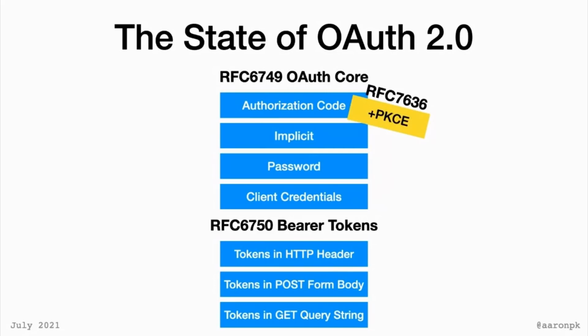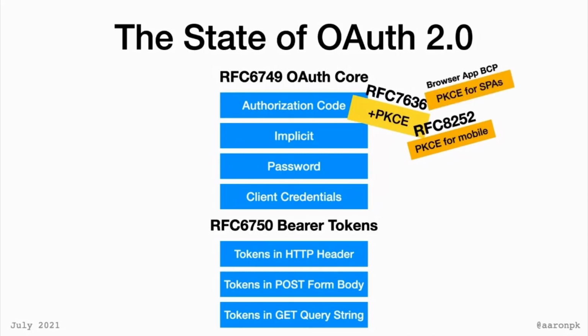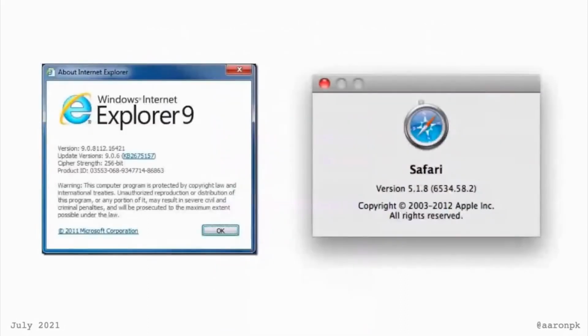And in practice, this also means that instead of relying on the implicit flow, we can now use the authorization code flow and protect the authorization code's use of the front channel with PKCE. So over the years, we then ended up with another RFC making specific recommendations for mobile apps as well as for browser-based apps.